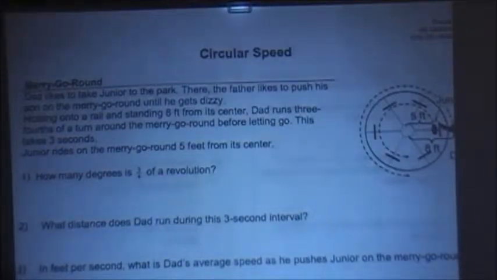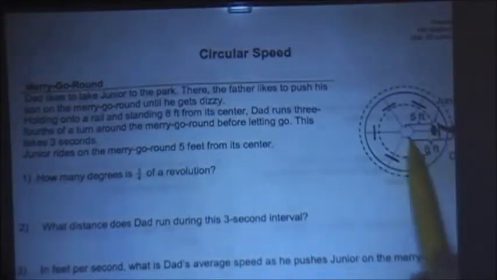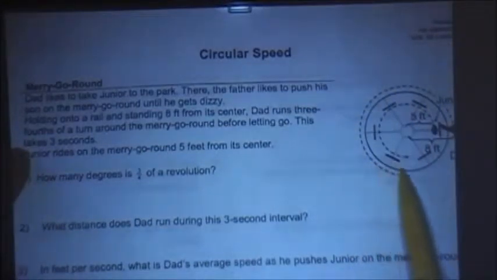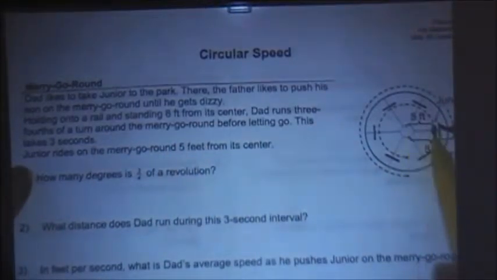Dad likes to take Junior to the park, and there the father likes to push his son on the merry-go-round until he gets dizzy, holding onto a rail and standing 8 feet from its center. So if you can see over here on the picture, they've got Dad marked 8 feet from the center. Dad runs 3/4 of the way around the merry-go-round before he lets go. And it takes him 3 seconds to do that. Junior rides on the merry-go-round 5 feet from the center.